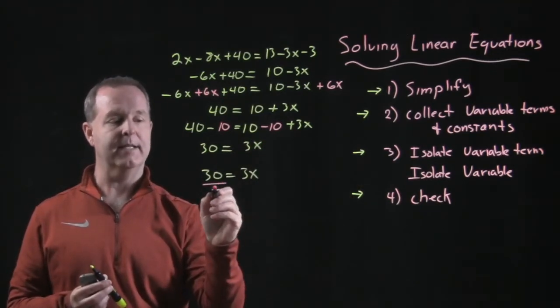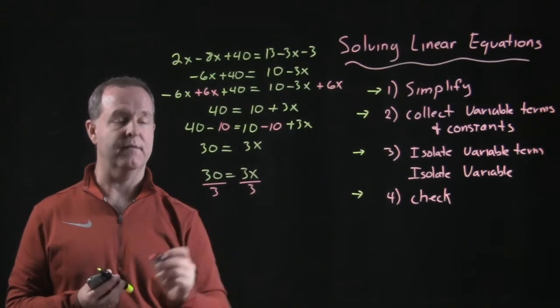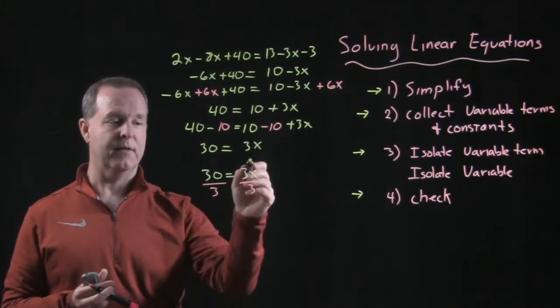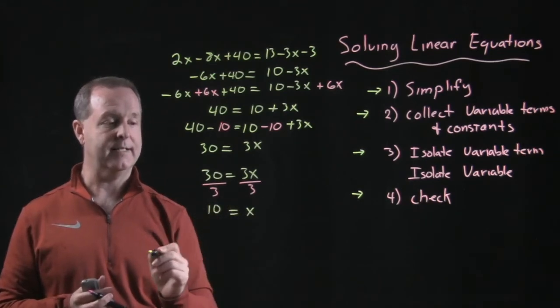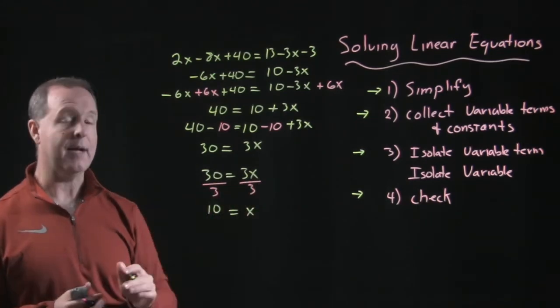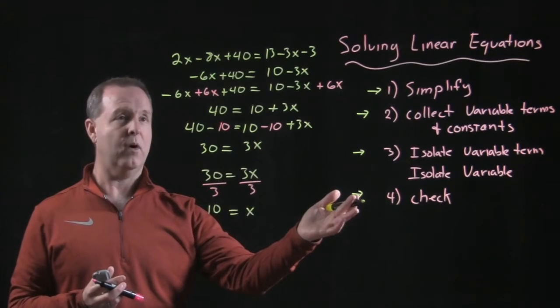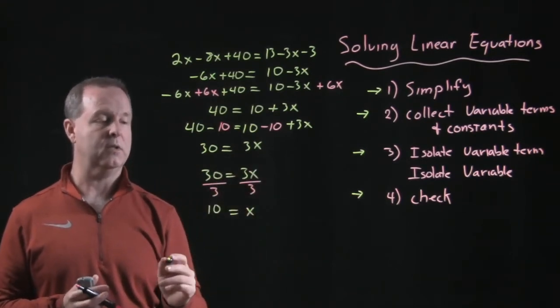We do that by dividing both sides by the coefficient of the x term. The 3's factor out. I have left with an x equals a 10. Barring a mistake I made somewhere, then step 4, let's check that in our original solution.